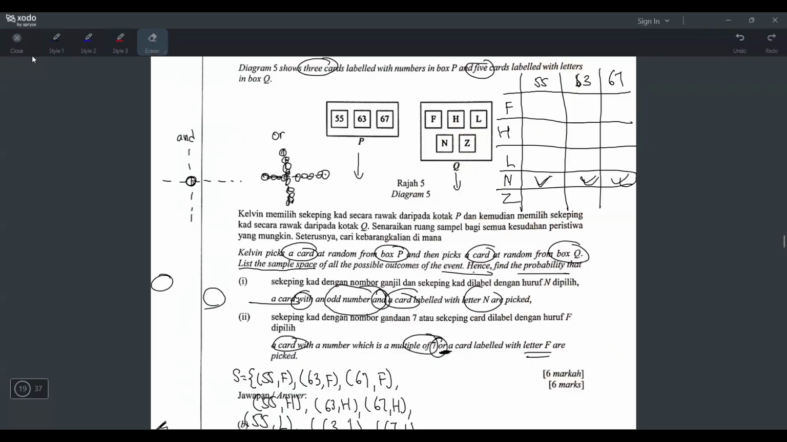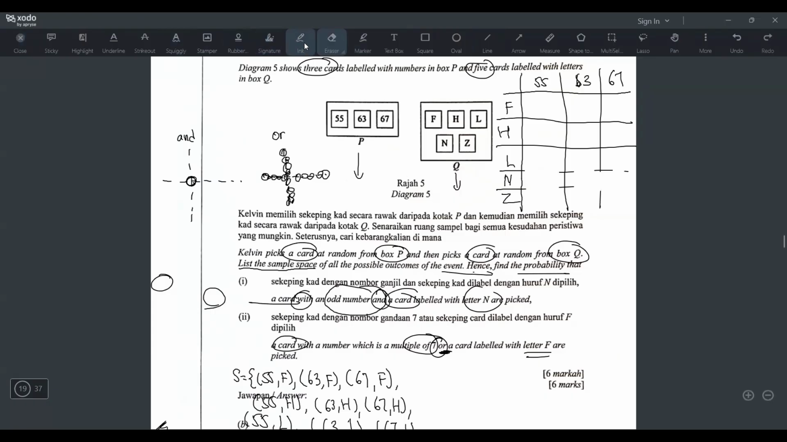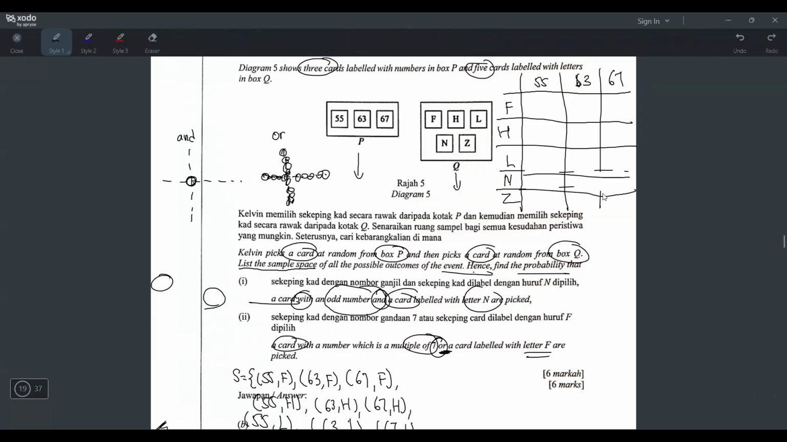So now what I will do, I will look at multiple of 7, right? Okay, let me erase this first. I look at which number is a multiple of 7. So only 63 is a multiple of 7, right? Because 63 divided by 7 is 9. 55 is not, 67 is not a multiple of 7. So all this I have to take. You understand why, right? Because they say or.